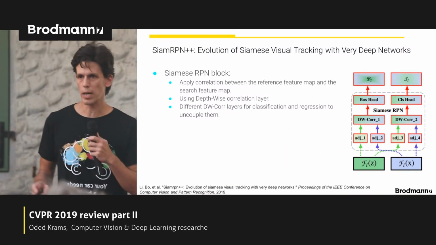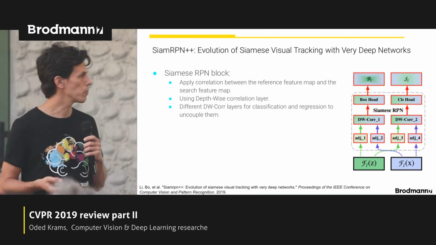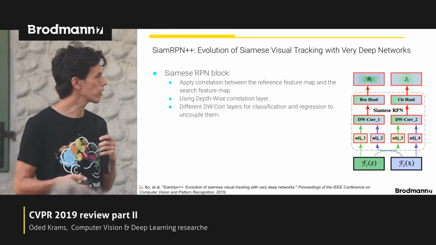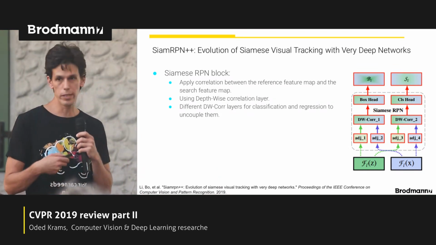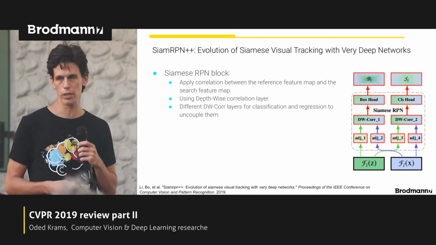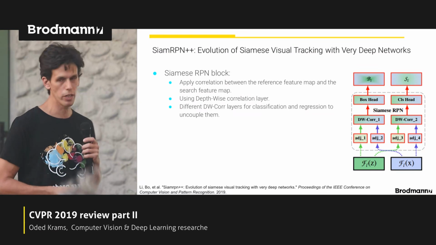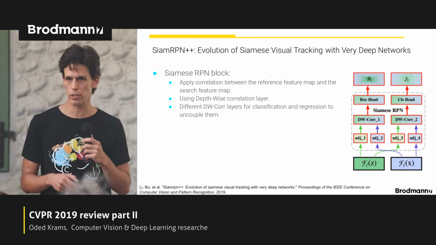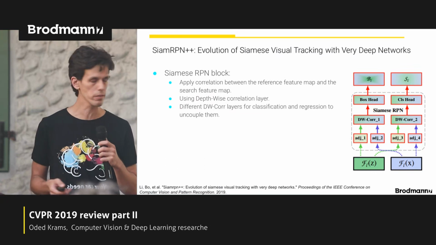So how do they combine the networks? We have 2 networks. We want to combine their features. So they use the SiamRPN block. It's a regular standard block, which applies correlation between the reference feature map and the search feature map. What they use is a novel layer. This is one of their new things that they came up with. They use a depth-wise correlation layer, and they use a different depth-wise correlation layer, one for the regression and one for the classification, because they want to uncouple these two tasks.